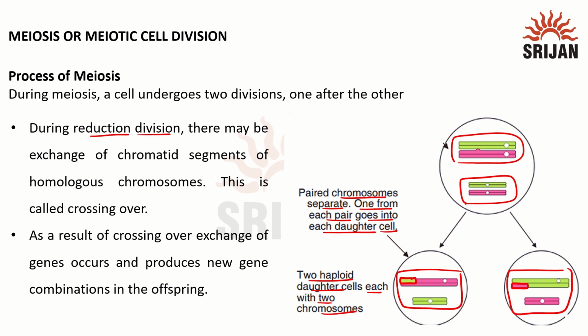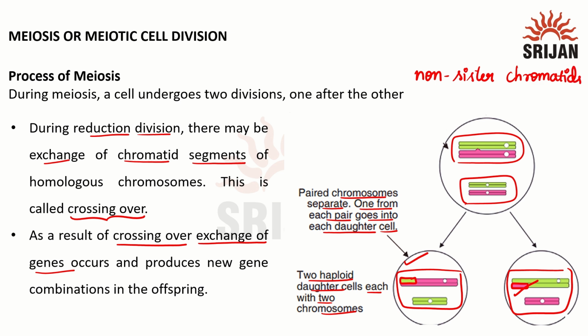During reduction division, there may be exchange of chromatid segments, as we can see here. This is known as crossing over. As a result of this crossing over, there is exchange of genes between the homologous pair. This exchange occurs between non-sister chromatids of the homologous pair. This can only happen in this scenario. Exchange will never occur between sister chromatids.